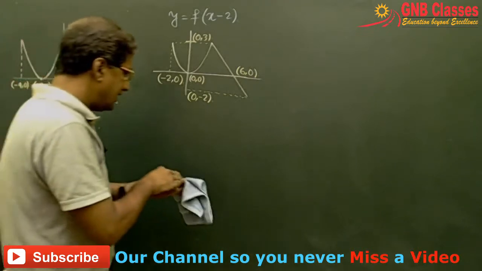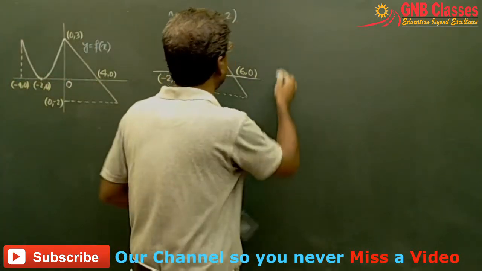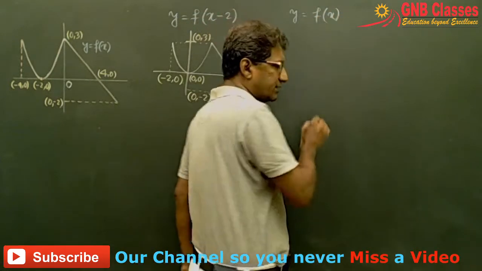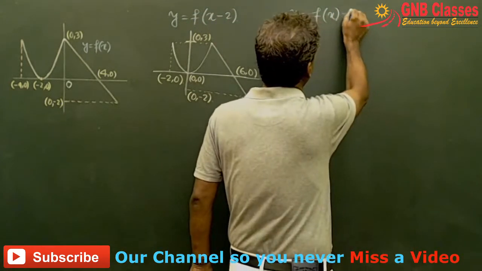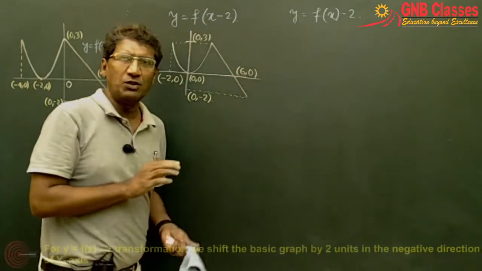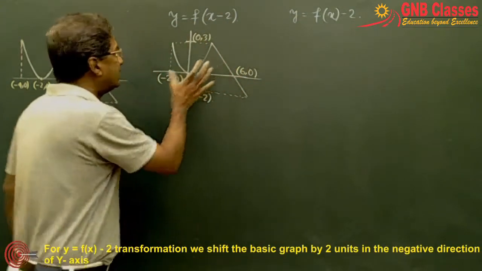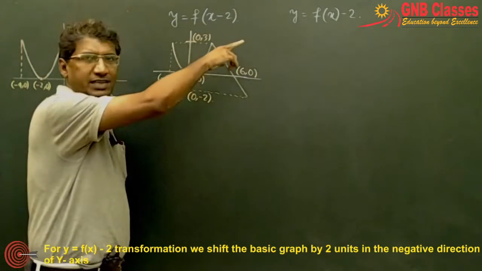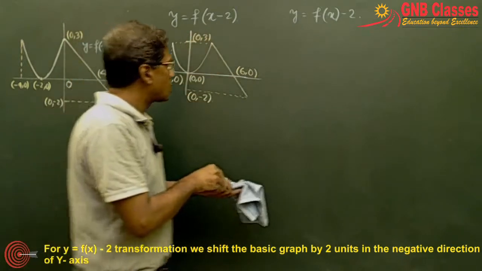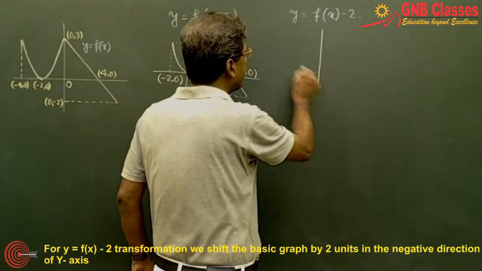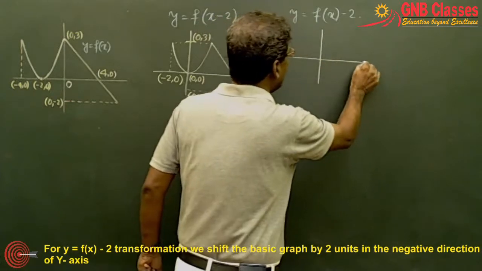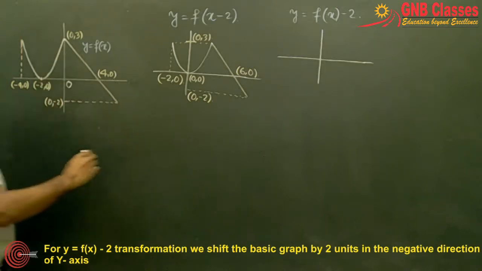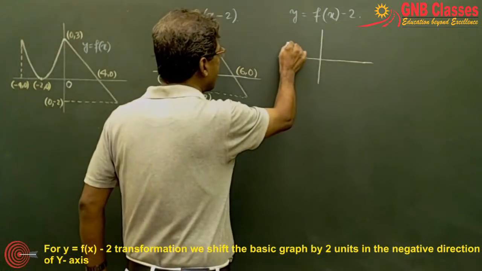Okay, let us come to the next transformation, which is y equals f(x) minus 2. What will we do in this case? We will shift this basic curve by 2 units in the negative direction of the y-axis. So how will the curve look? You will shift this curve 2 units in the negative direction of the y-axis, so we are going to get something like this.